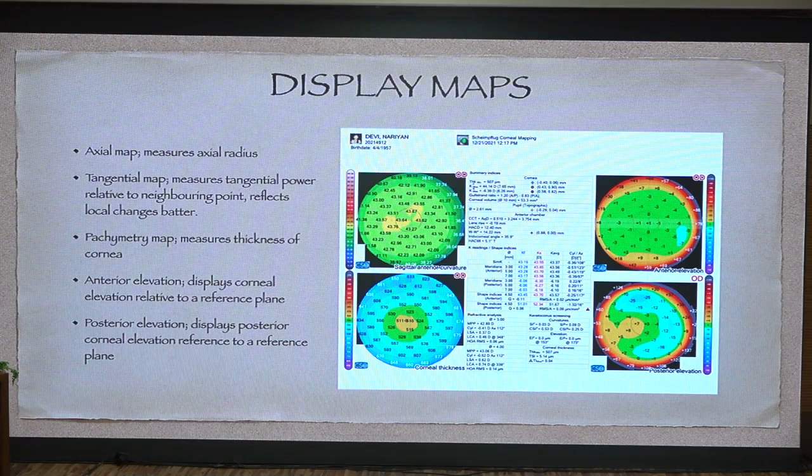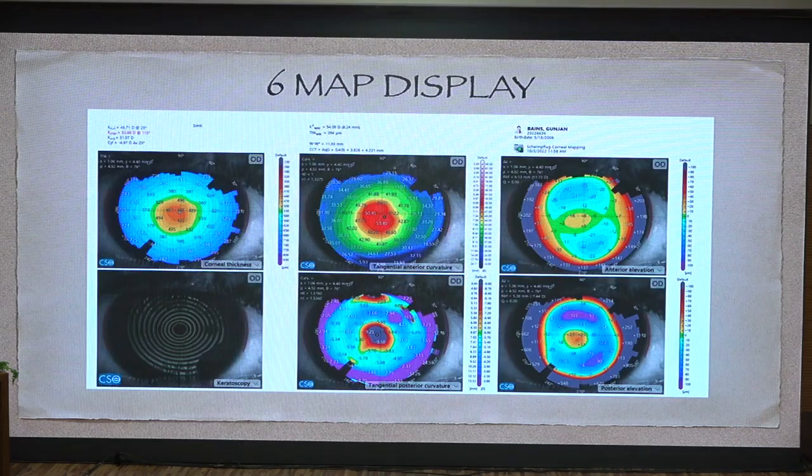Then you have to see whether they are falling within the normal range or abnormal range. Sometimes, normally we use 4 graphs, but there can be 6 graphs also. So depending upon your choice, you can include another, like axial, tangential, the pachymetry, the anterior elevation and the posterior elevation, along with the keratoscopy.